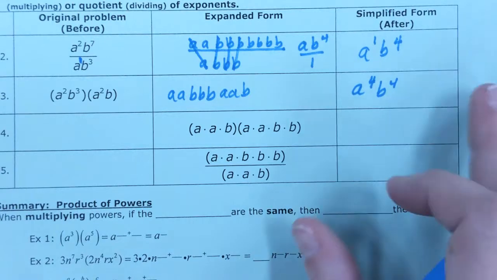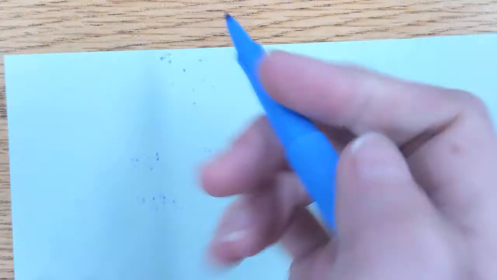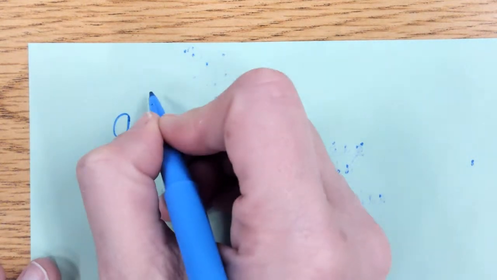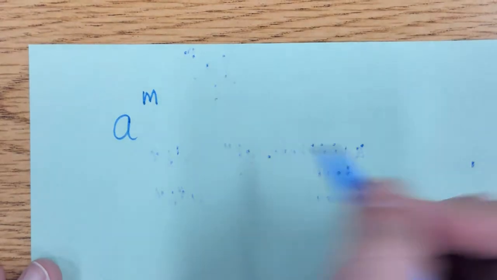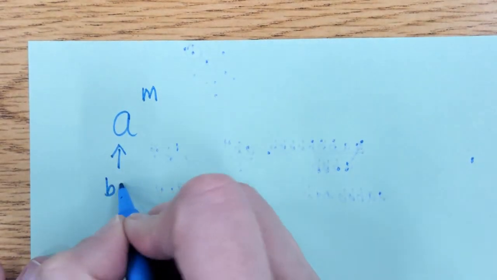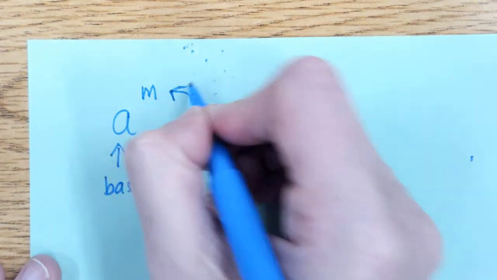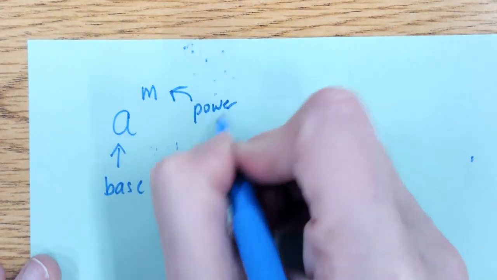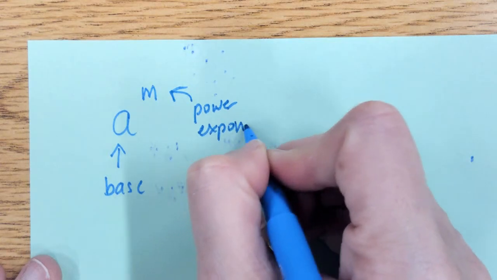So let's take a real quick step back, and on the back, let's talk about this. When we look at an exponent, there are different parts to it. There's a base and a power. Okay, so this is my base, and this is my power, or exponent.